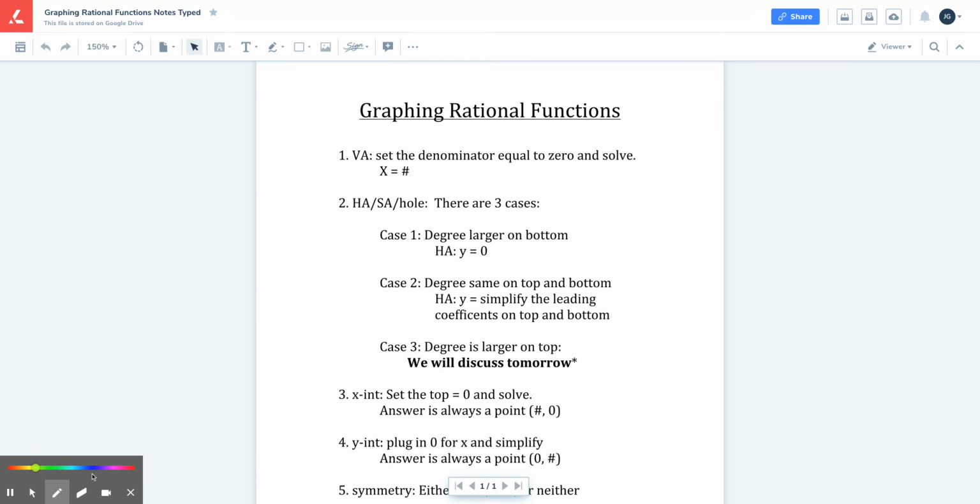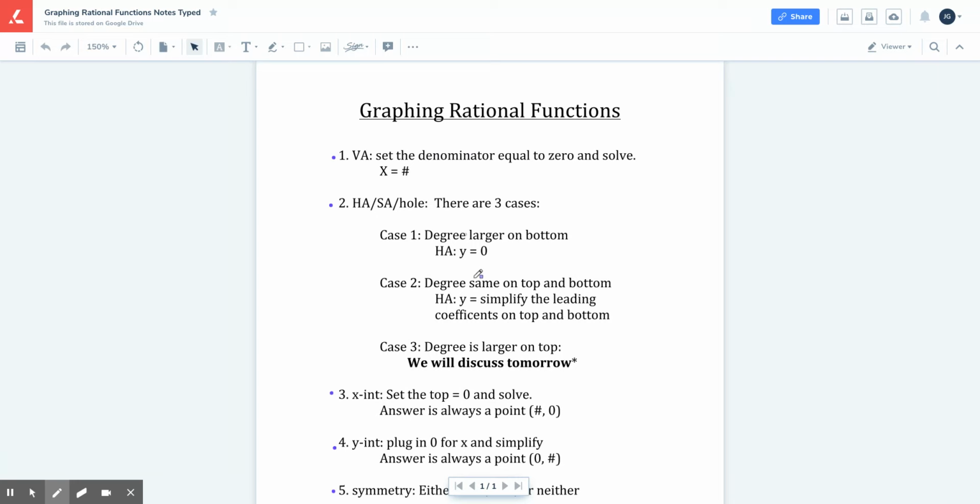First, we're going to want to be able to find what the vertical asymptote is. Then we're going to talk about horizontal and slant asymptotes. Then x-intercepts. Then y-intercepts. And then symmetry. So for each problem, we're going to have to answer these questions first before we even graph it. But once we solve these, that's going to make the graph real easy.